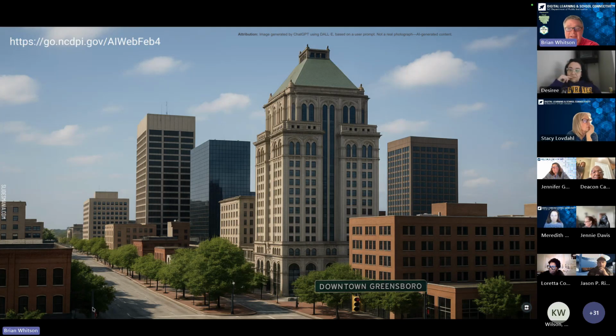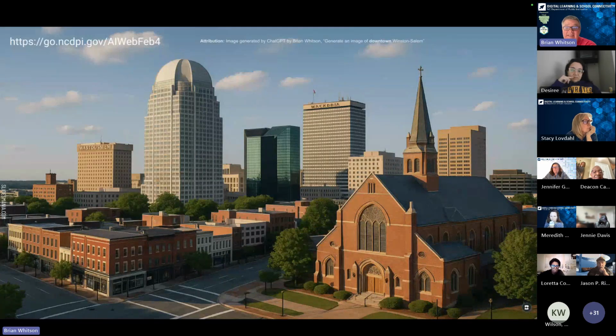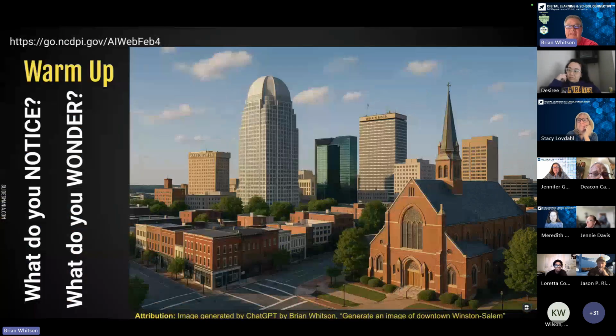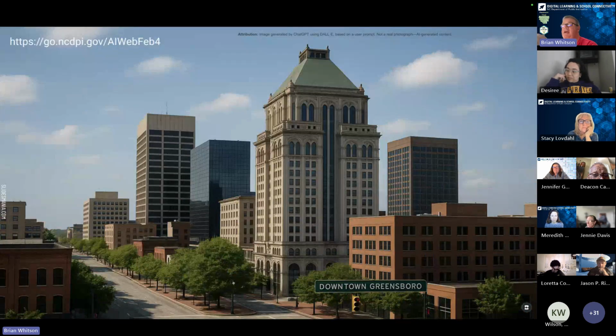And I also have another one. This is downtown Winston-Salem, because these are two of the large areas I get to serve. But when you look at them, there are some similarities between them, but it's those observations that are super important as our students begin to build that AI literacy piece.